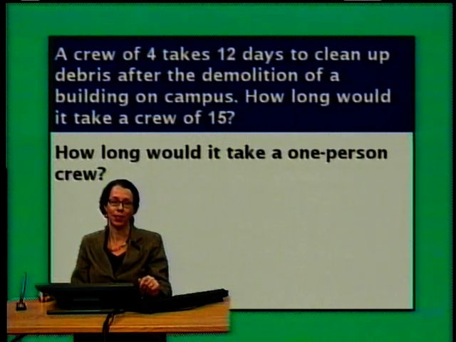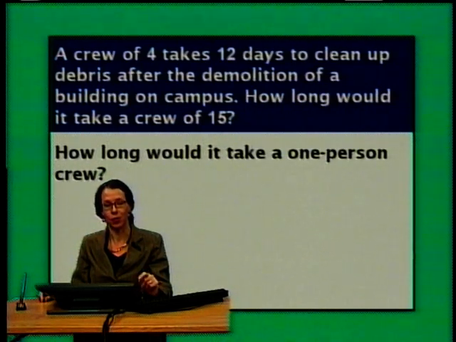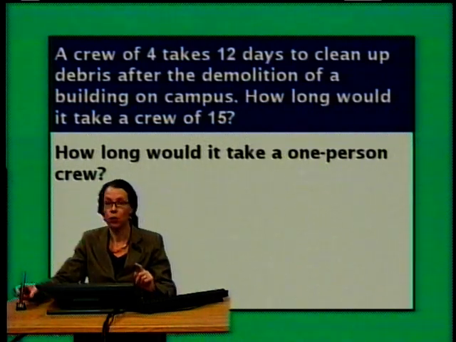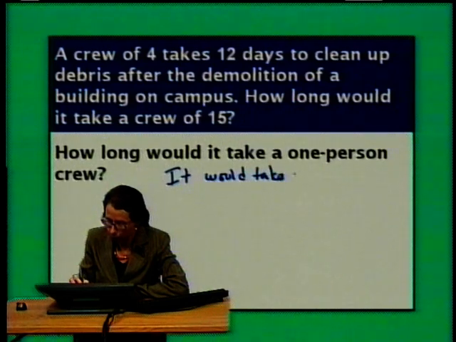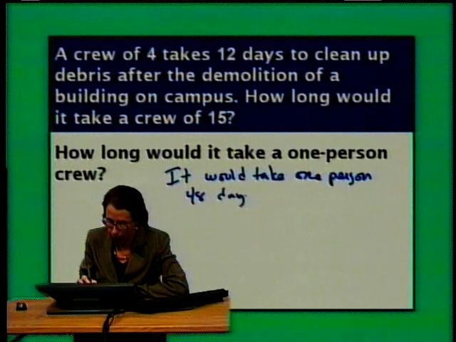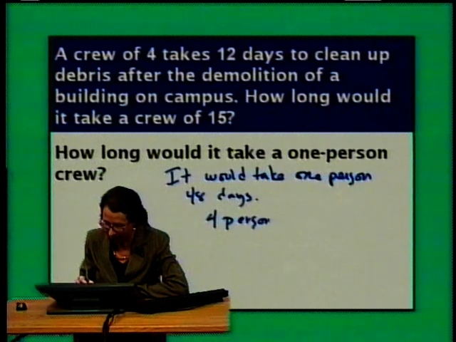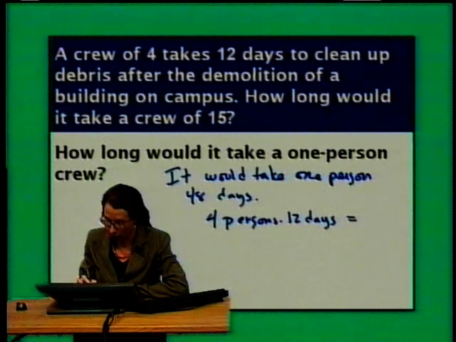Now this is actually a very important idea. If it takes 4 people 12 days, then we would expect that it would take 1 person 48 days. So I would say that it would take one person 48 days. What we did is we multiplied 4 persons by 12 days to get a unit of 48 person days.